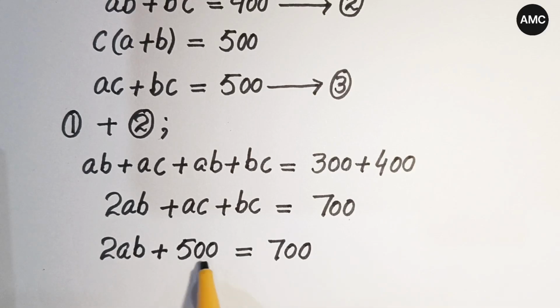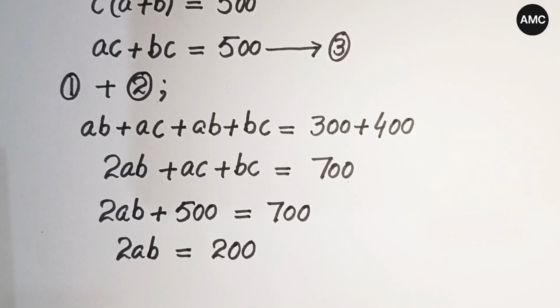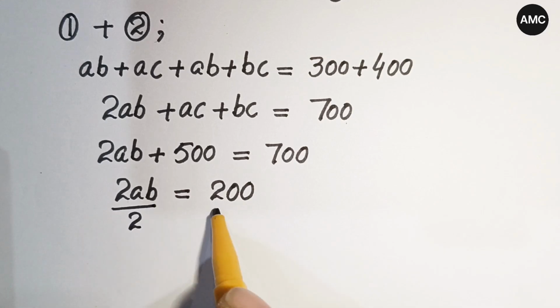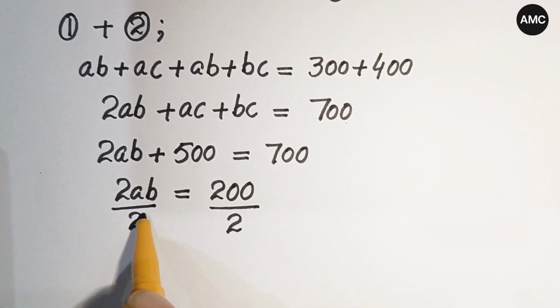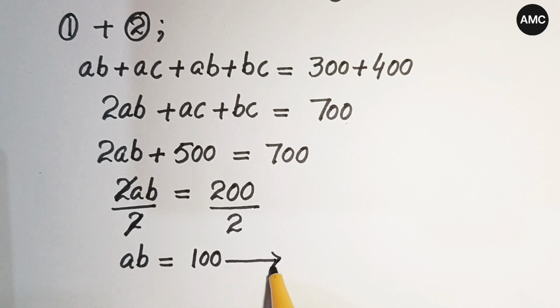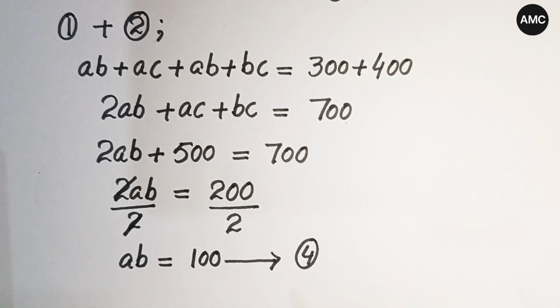Now shifting this 500 to the right hand side, we get 2 times a times b is equal to 700 minus 500, which is 200. Now if we divide by 2 on both sides, this 2 is cancelled with 2. We have a times b is equal to 2 1 is 2, we get 100. Let's say it is our equation number 4.